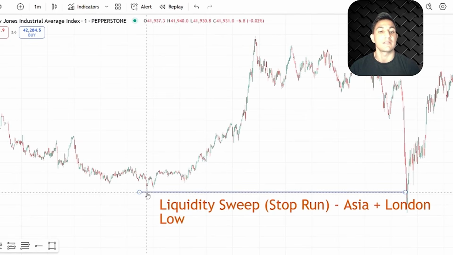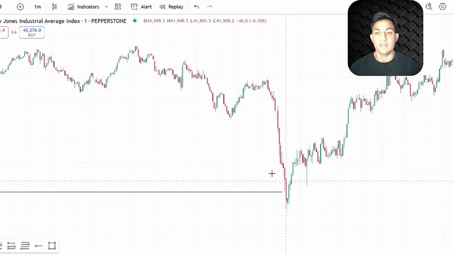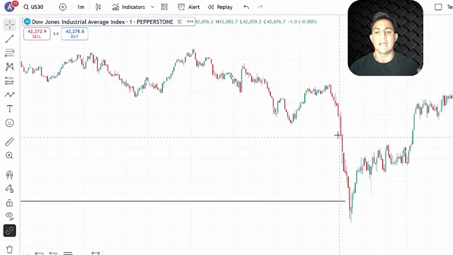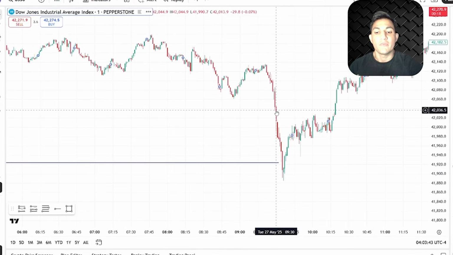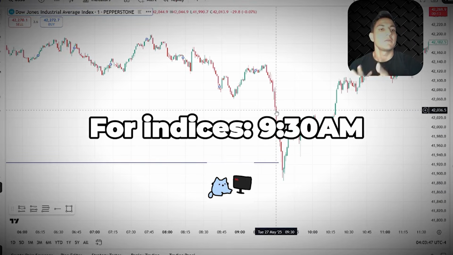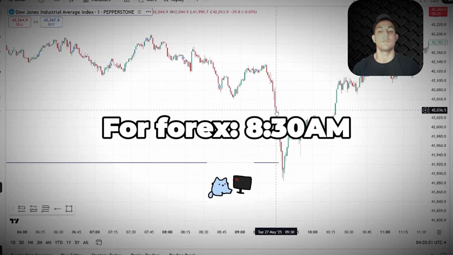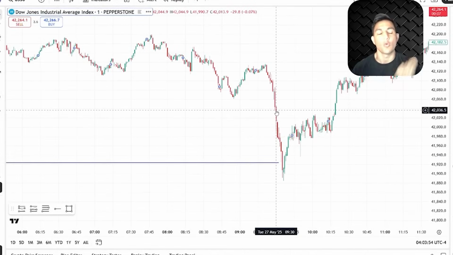Lots of people think that this low is nice and safe. Price at this point here, so this is Dow, right? So this is indices. So at 9:30 a.m. open, our fake move starts, right? So you'll always find this with indices. At 9:30 a.m., there will always be a fake move. Now, if you trade Forex at 8:30 a.m., whenever there's a news release, there will always be a fake move. So if you want to trade news on Forex, this exact same thing will apply, right?